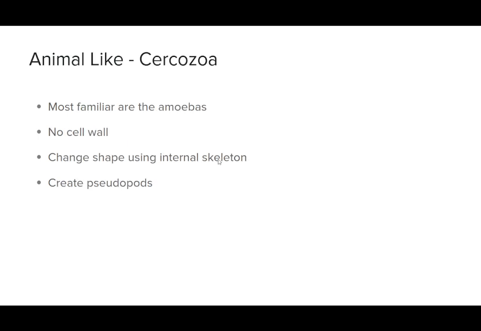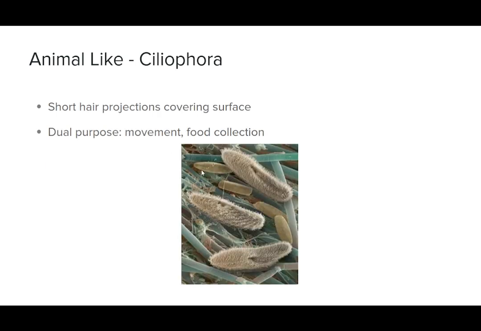Now, animal-like Sarcodina include amoebas, very obvious right off the bat. They have no cell wall, and they can change their shape using an internal skeleton. These temporary projections are used for movement and engulfing food. Amoebas are adaptable and are found in basically every environment. Another animal-like group, Ciliophora, are covered in hair-like cilia. You can see this looks very spongy, very squishable as well. These structures serve only two purposes: movement and food collection.